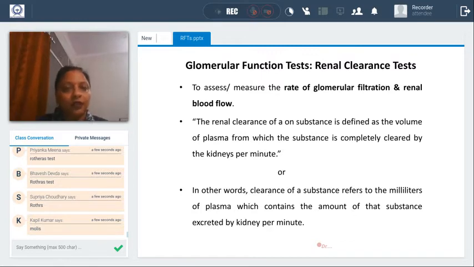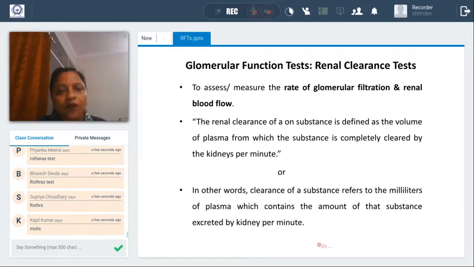Now, this is the important part of this KFT, that is the glomerular function test, our first category. In this glomerular function test, the first test is the renal clearance test. It is a generalized renal clearance test to assess or measure the rate of GF, or rate of glomerular filtration, or GFR, and renal blood flow.